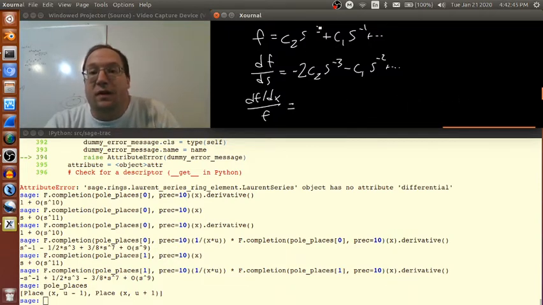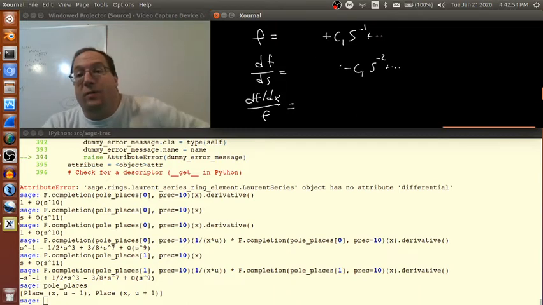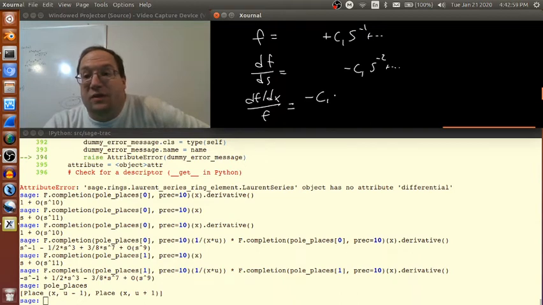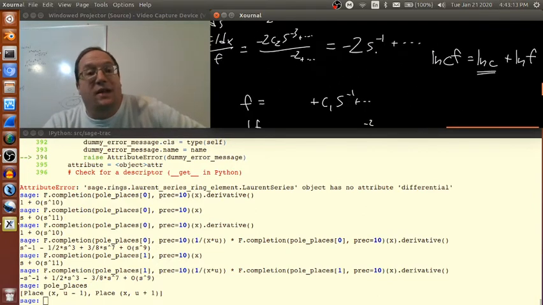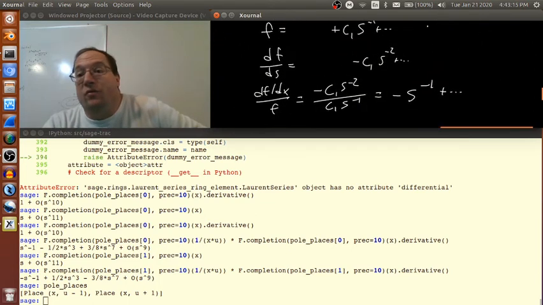let's say instead of a -2, let's just say we had a -1 here. If this was a first order pole in our function f, what would happen here when we divide this? Well, we get df is -c1 s to the -2 over c1 s to the negative 1. Again, the constants cancel. We get negative s to the -1. So again, we got s to the -1 here. The strength of the pole doesn't change. What changes is the coefficient.